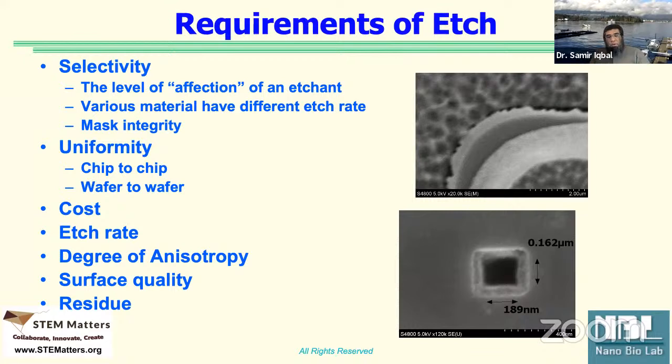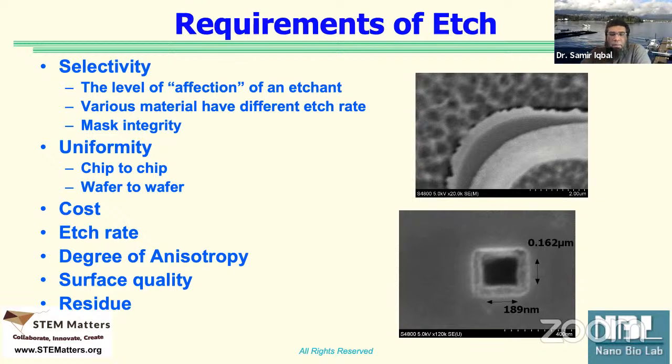Another important thing for etch is that when we do etching on one wafer, it should do exactly the same thing on the next wafer. We cannot have chip to chip or wafer to wafer variation. That would mess up the whole fabrication process.